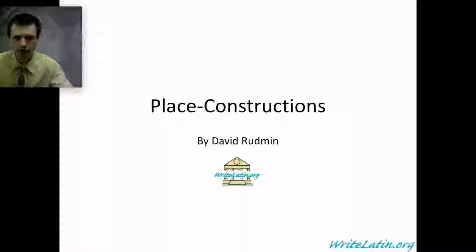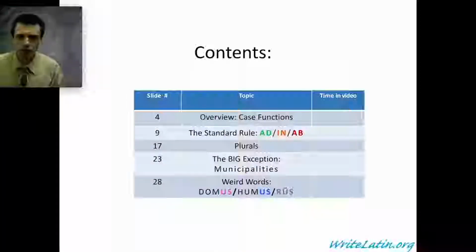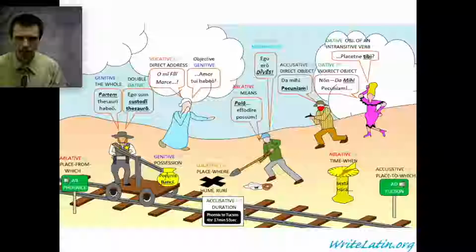This is a video for WriteLatin.org using the Lingua Latina per se illustrata curriculum, and today we are going to master Latin place constructions. First we're going to do an overview of case functions, then we're going to learn the standard rule using these three prepositions, ad, in, and ab, and then we're going to learn plurals. Then we have a massive exception for cities and towns, or municipalities, and also for three weird words that get that same exception. Alrighty, so first of all, case functions.